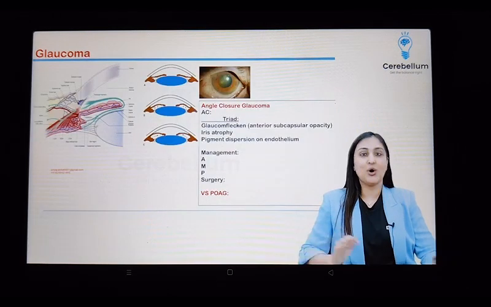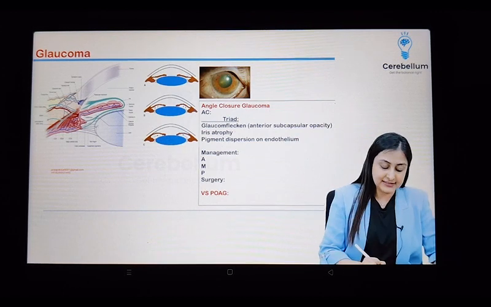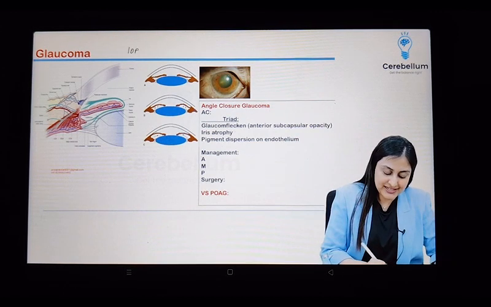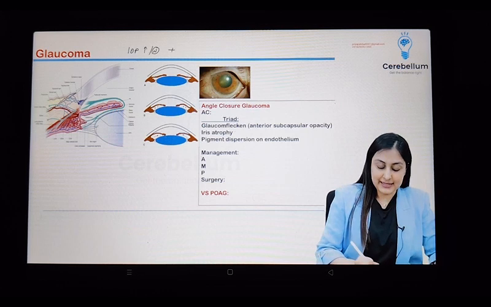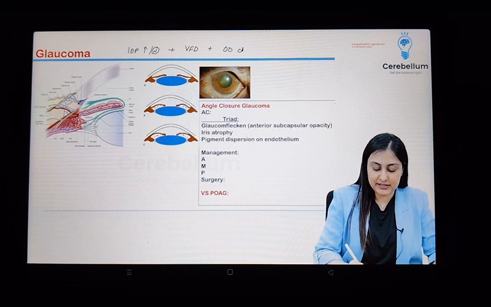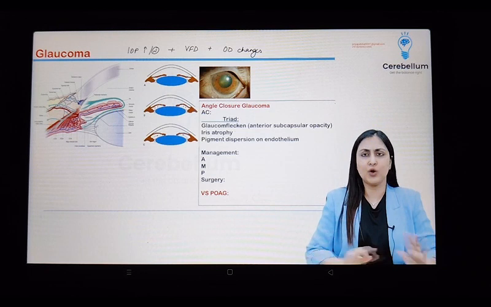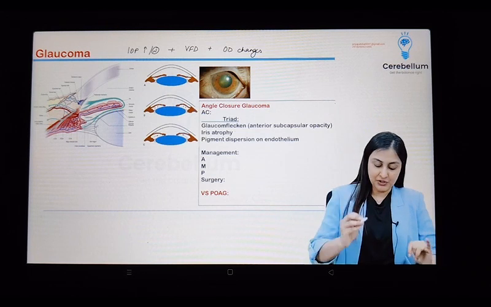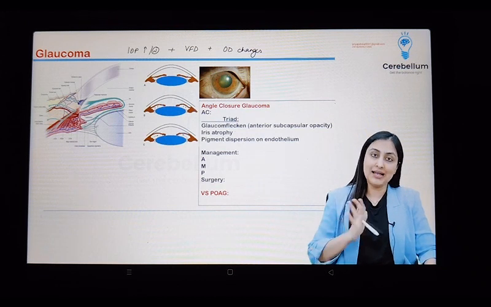Next we go on to glaucoma. So in glaucoma, what you want to remember is it's a triad of findings. Three things have to correlate here. One is intraocular pressure, which may be increased or could be normal. Second, there are visual field changes, and third is there are optic disc changes. So it's a triad of these three findings in glaucoma. All three need not be present. Okay, so now there are two types. One is the angle closure glaucoma and the second one is open angle glaucoma.